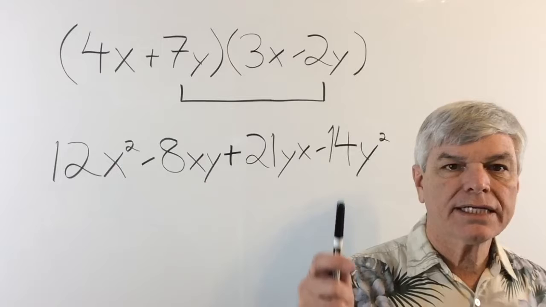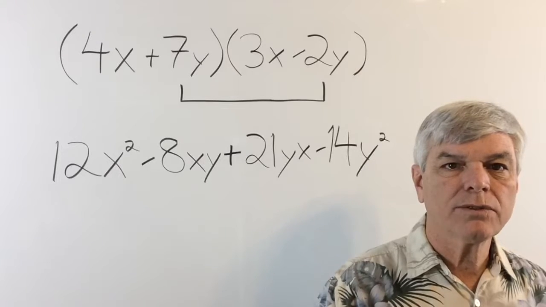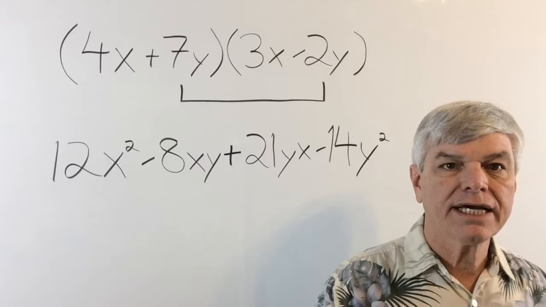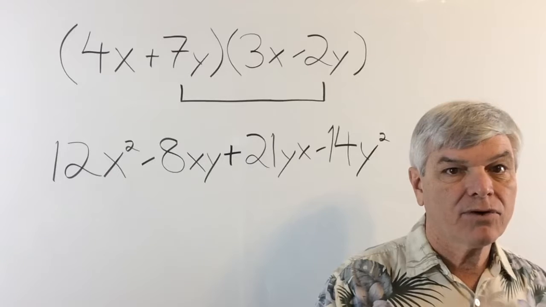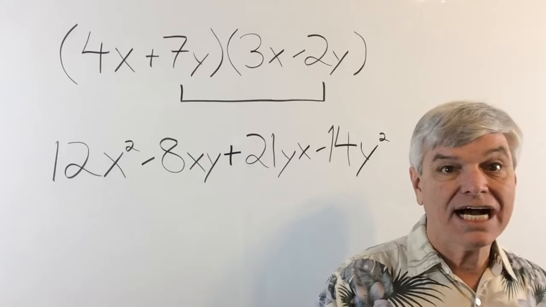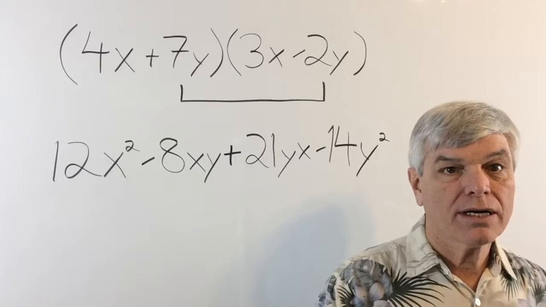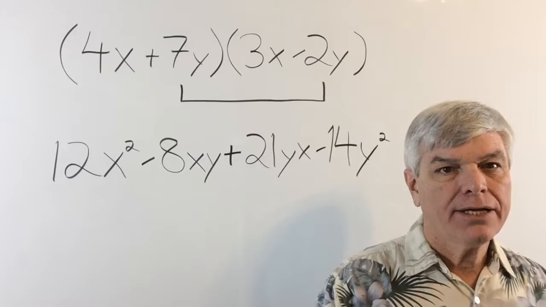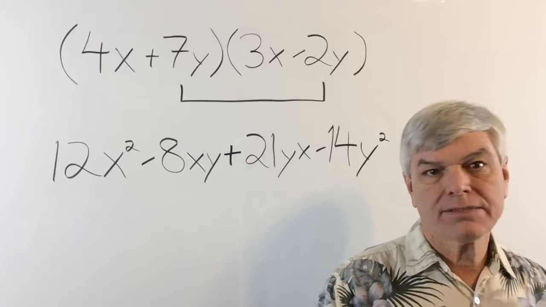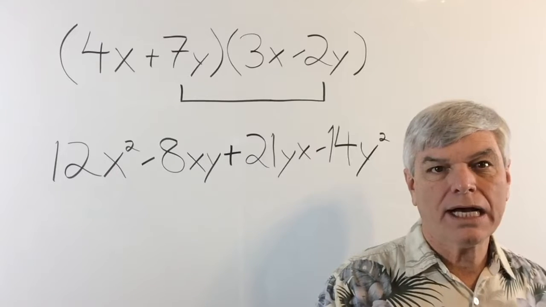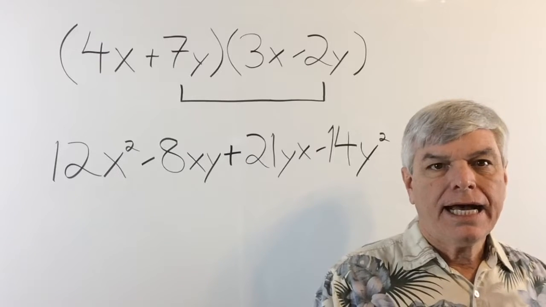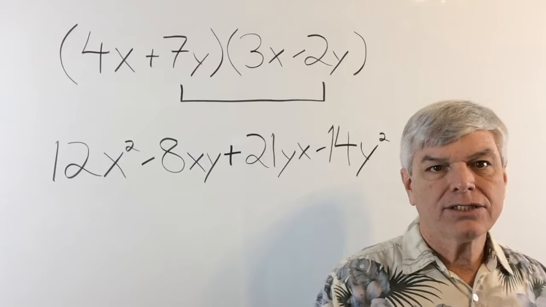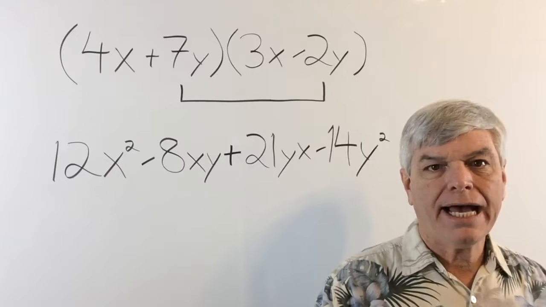And I hope you put that square after y because we multiplied 7 times negative 2. That's negative 14. And y times y is y squared. Make sure you just keep track of your polynomials and your exponents. Make sure you get those right. And now, are there any like terms to add?